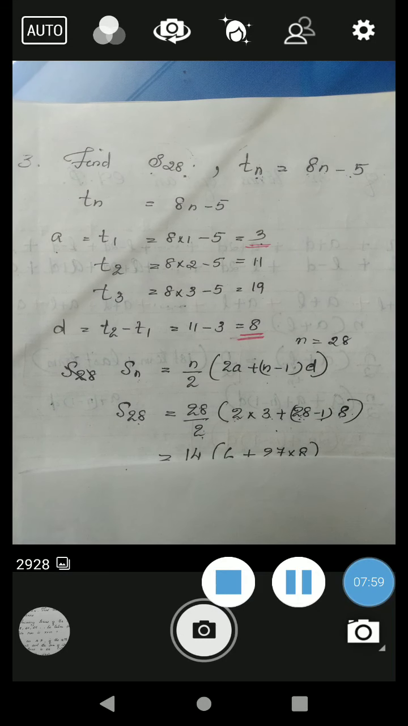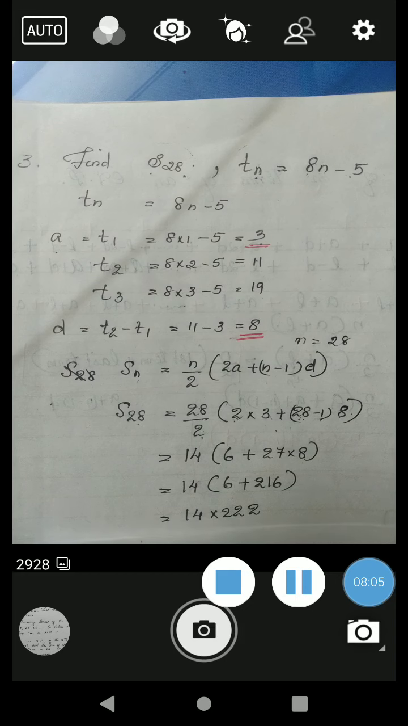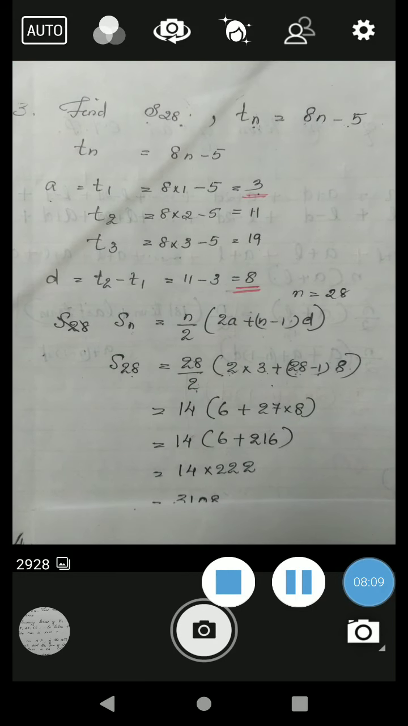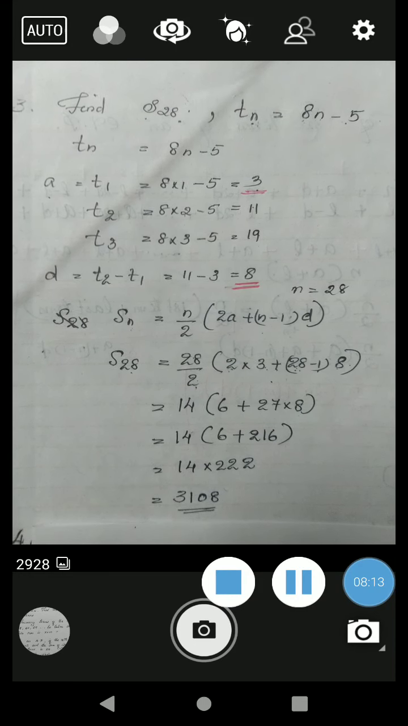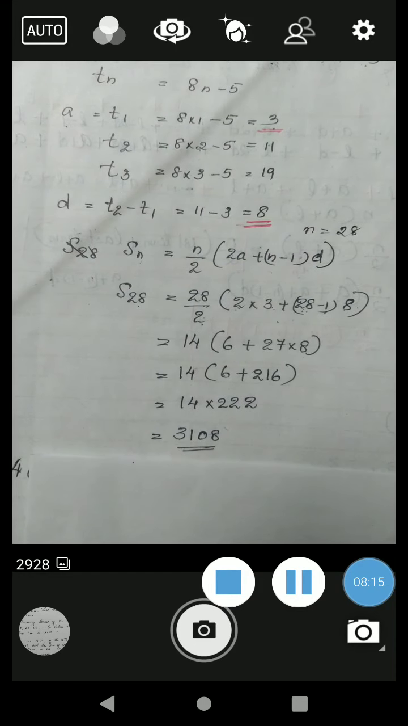Which is equal to 14 into 6 plus 27 into 8. Then when you simplify, you will get the result 3108. That is the sum of 28 terms. Now we can do fourth question.